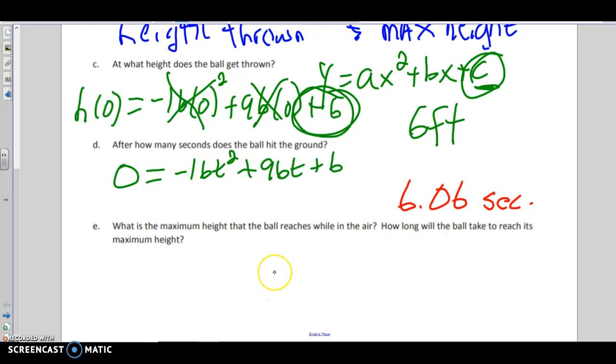So then we have to find the maximum height. And I need to find the vertex in order to do that. And there's a very specific way we're going to find the vertex from a standard form equation. And I'll start that off in the next video. So we're not going too long.